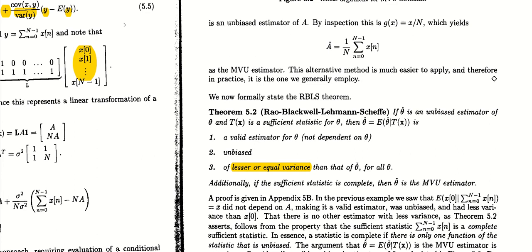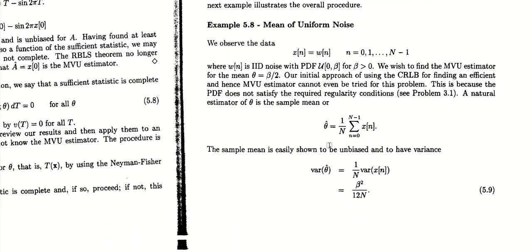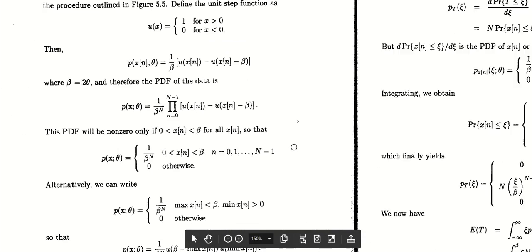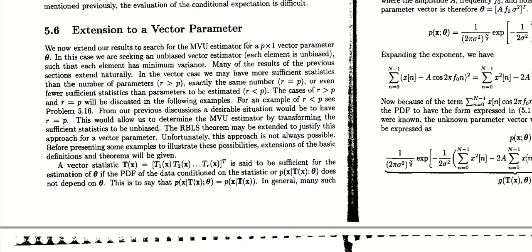Okay, so now we will skip a few sessions and go directly to page 116. So let's start from here. Now let's go to session 5.6. We are doing extension to a vector parameter. And as we expect, we do scalar first, then the next thing is we go on to a vector version.